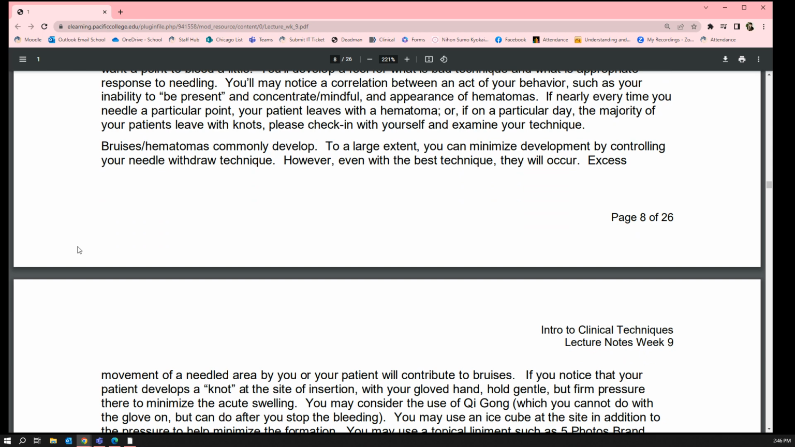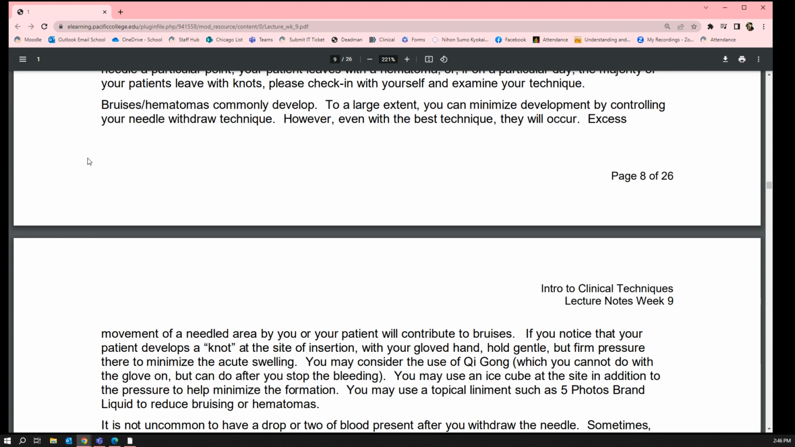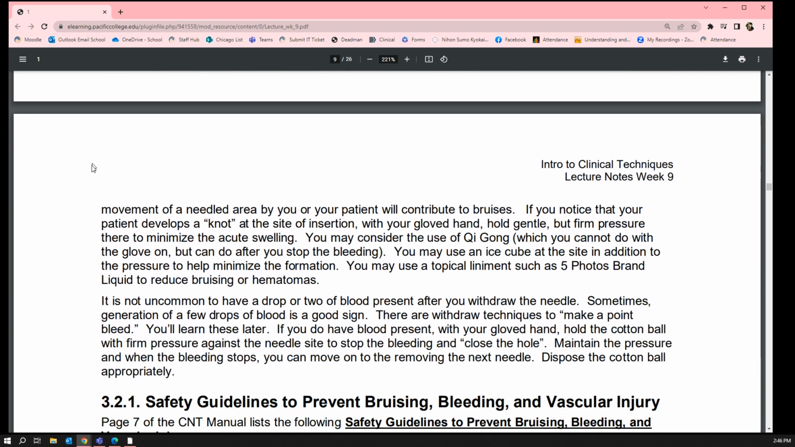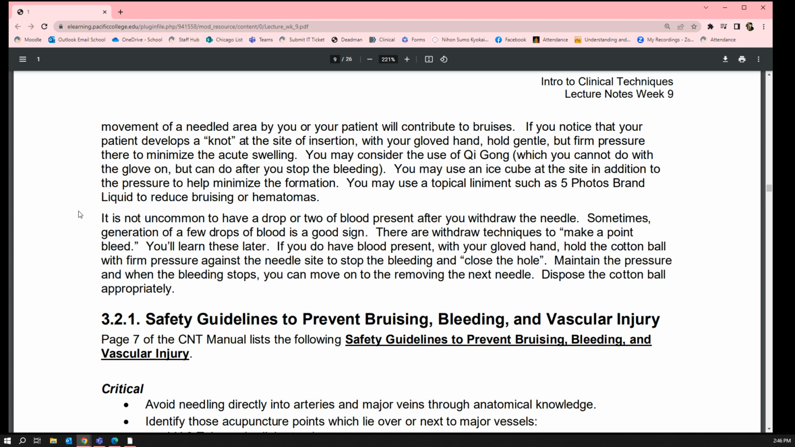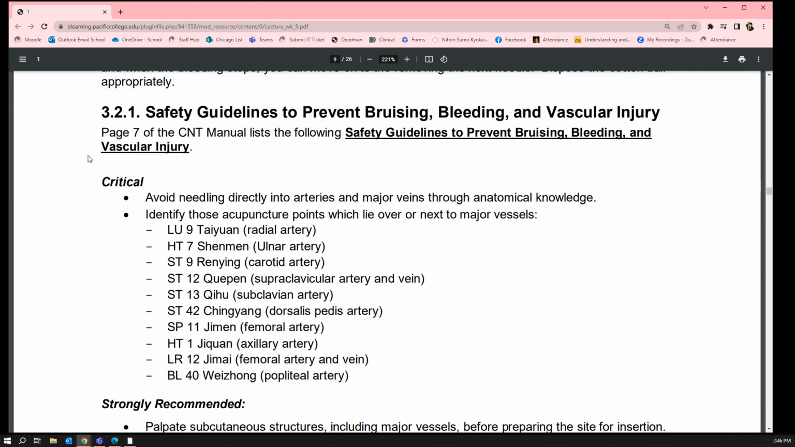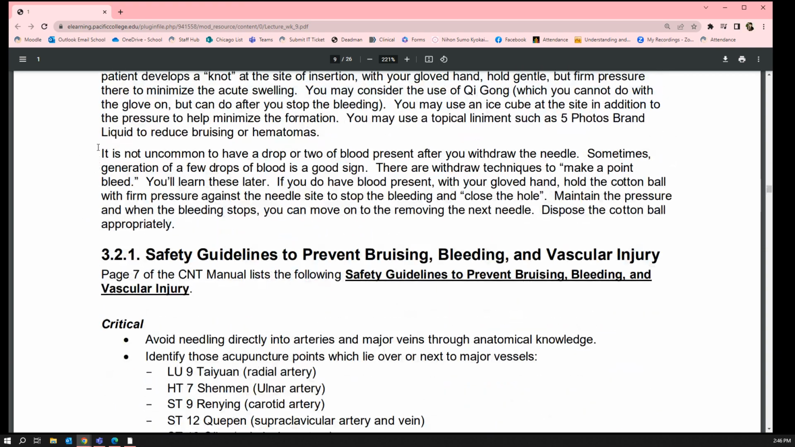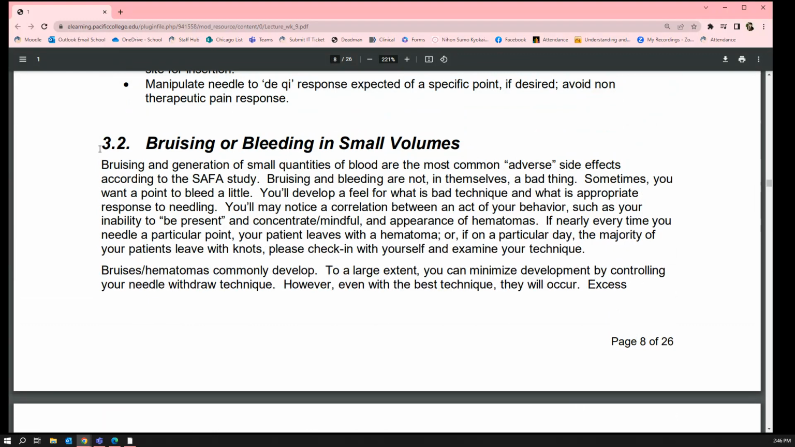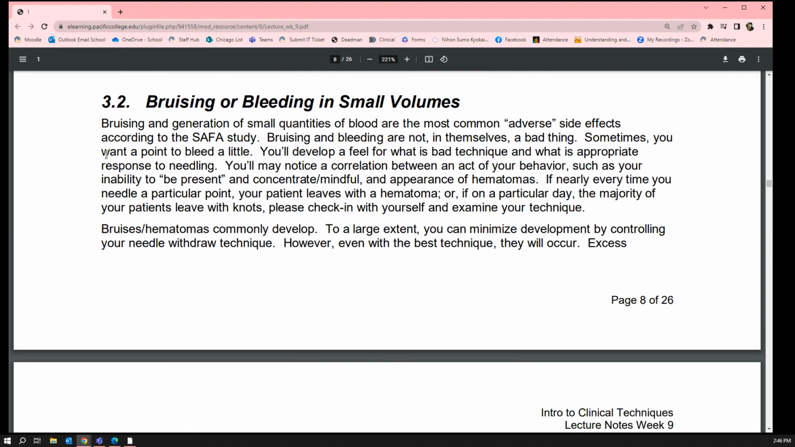Even with the best technique, they are going to occur every once in a while. Every once in a blue moon, I still give a hematoma. I still give a bruise. Even with perfect technique, it is one of those things that just statistically is going to happen every once in a while. So pay attention to your needle technique, of course, but know that sometimes these things are just going to happen.